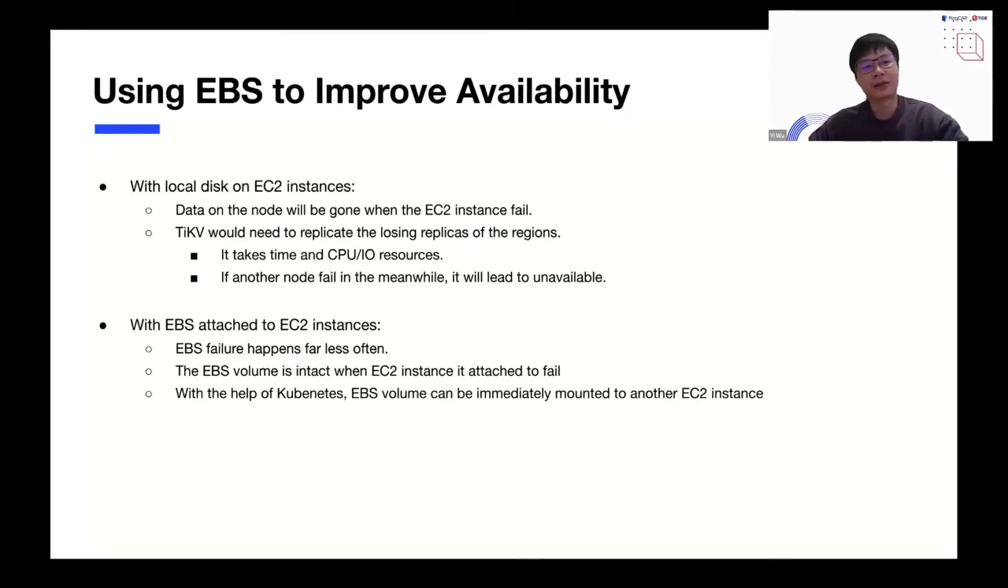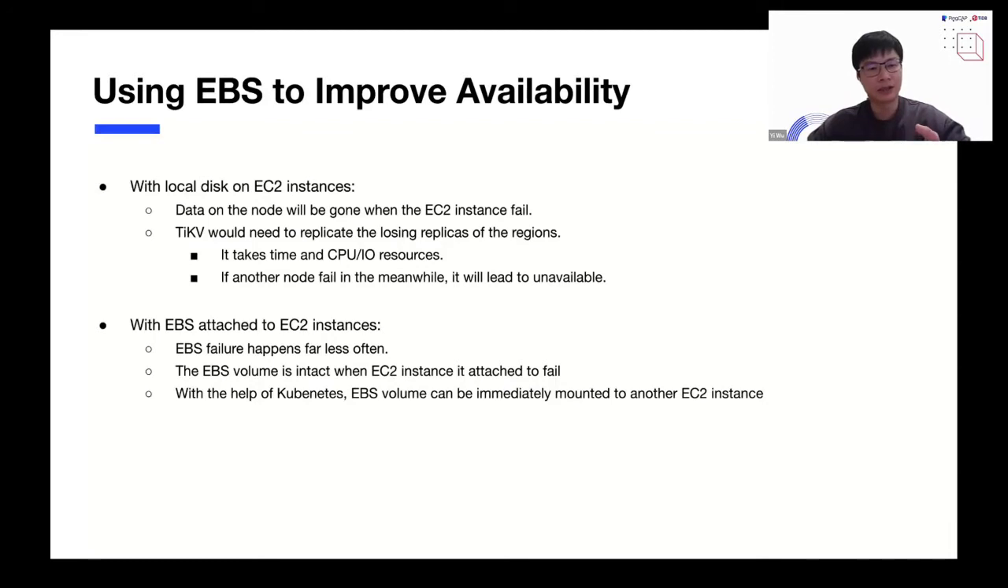By comparing local disk and EBS: when we use a local disk to store our data on EC2 and one EC2 instance fails, the data stored on the node is also lost. In this case, TiKV needs to re-replicate the lost replicas in the background, and it takes time and CPU and IO resources. And if, before the replication is done, another EC2 instance fails, then it will lead to unavailability, because of the issues that we just described.